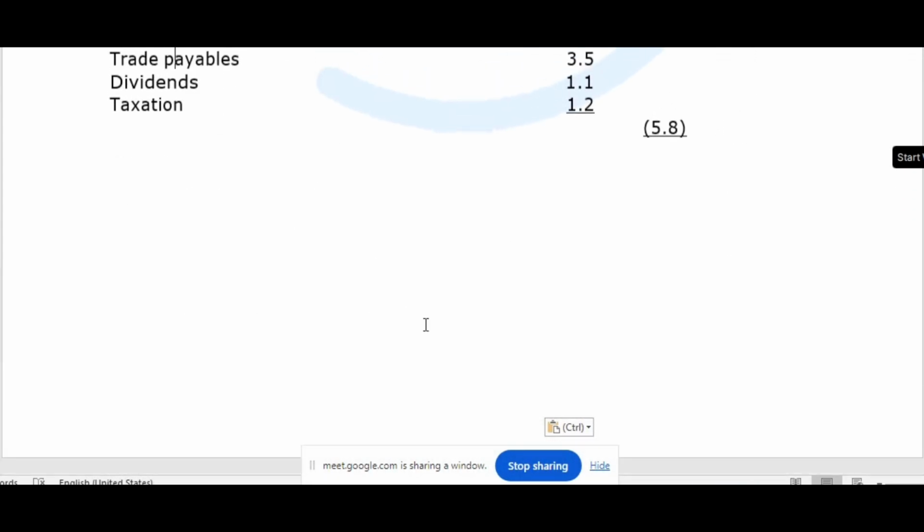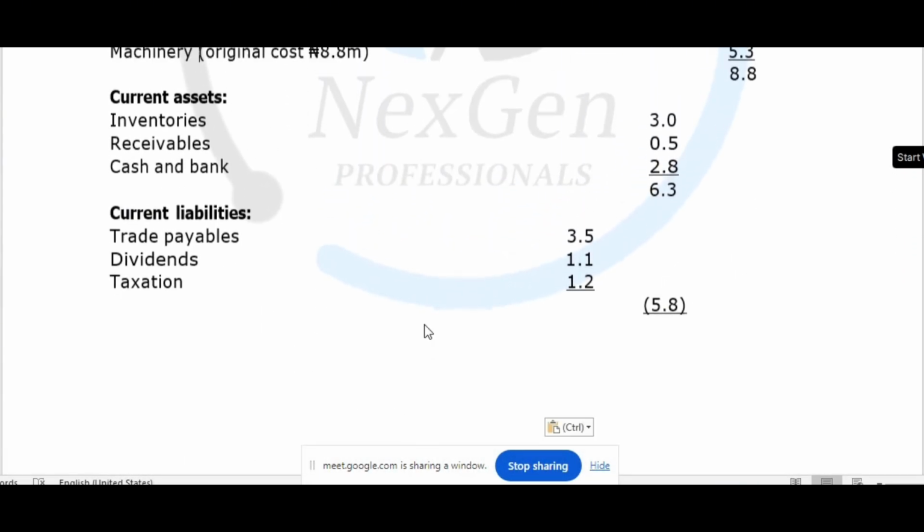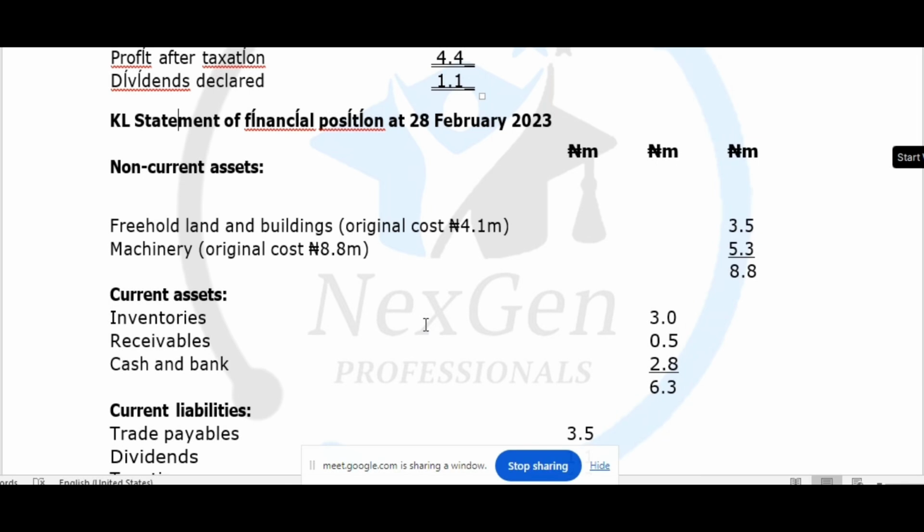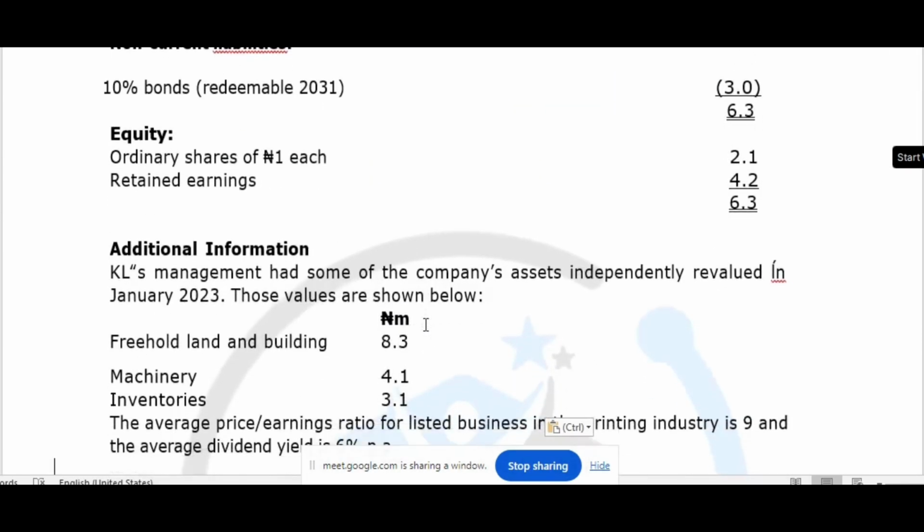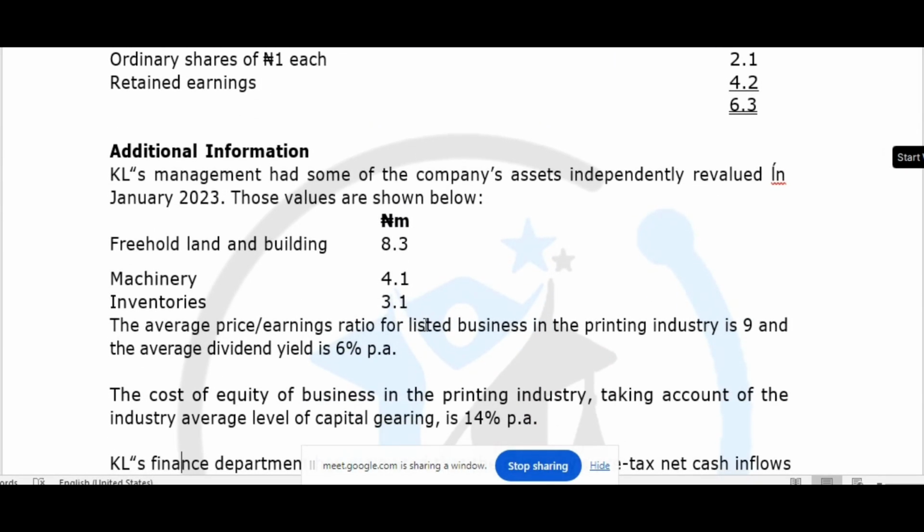Now, don't forget that this is the financial statement, the statement of financial position, right? And we're given some additional information. Now, what is the additional information, class? We're told that KL management had some of the company assets independently revalued in January 2023. Those values are shown below.